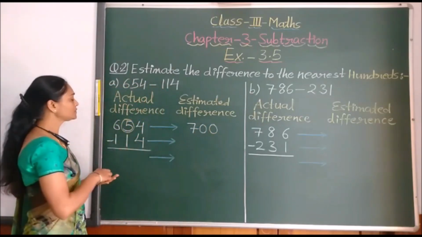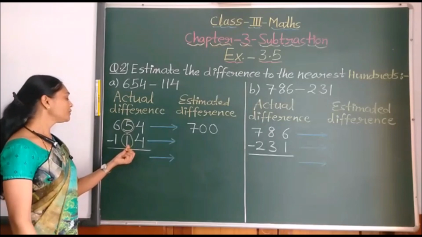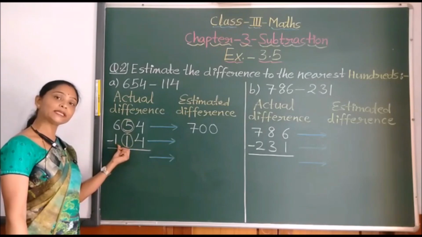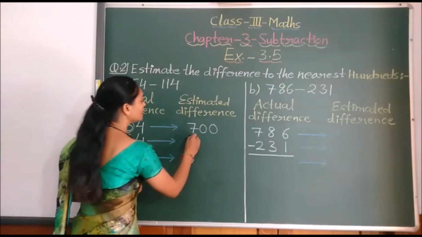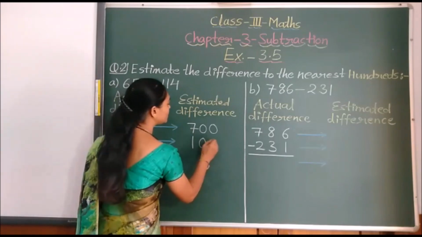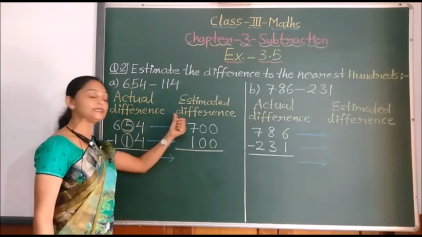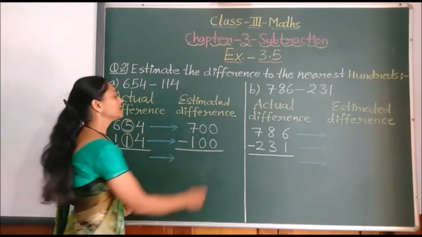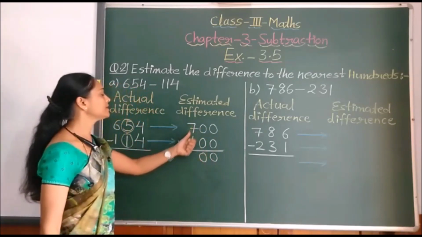Then in the same way we will round off this one also. See, this is 1, which means less than 5. So when it is less than 5, what to do, children? We have to keep this hundreds place digit as it is, unchanged. This 1 will remain 1 and these 2 again will become 0. So here we will get 2 zeros. Now we have to get the estimated difference, which means we have to subtract these both. So here this is 0, this is also 0, and 7 minus 1, how much?